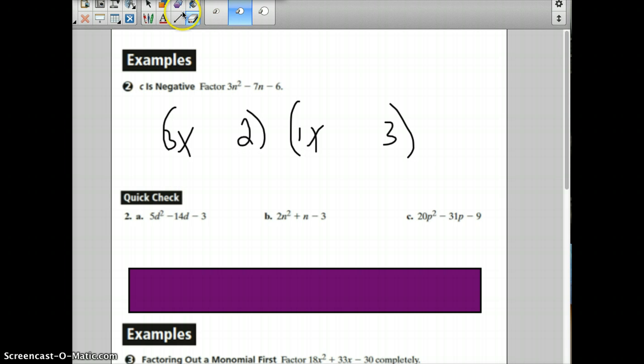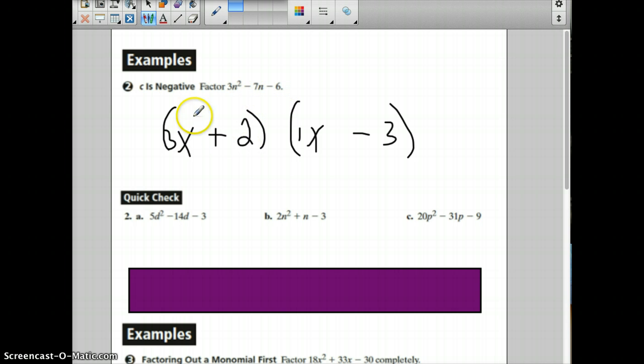So now I can look at, and I double check, my outers give me 9x, my inners give me 2x. Now, which product do I want to be negative? Notice that the difference is negative, so I want the bigger product to have that negative sign. So if I put the negative there, I'm left with a positive here. My outers give me negative 9x, my inners give me positive 2x, which then has a difference of negative 7x.